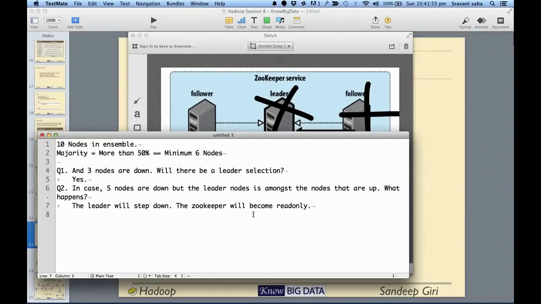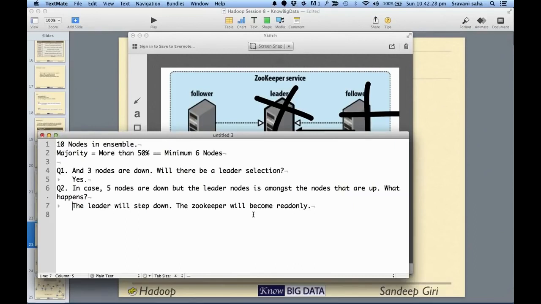If you were to design this kind of system, wouldn't you say that whatever nodes are available, let there be a leader? Even if there are 3 nodes available, let them select a leader. Let them keep writing the data. Don't you think that's what you would do? Why would you have this kind of weird rule that more than 50% of nodes should be available, only then will there be a leader selection? Anyone?